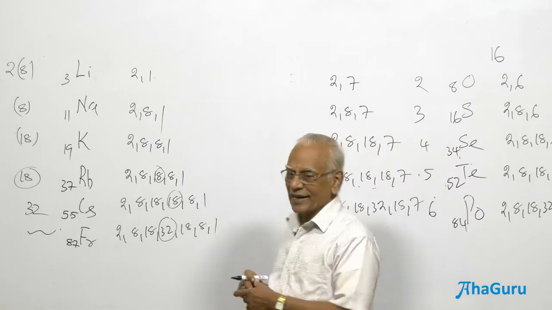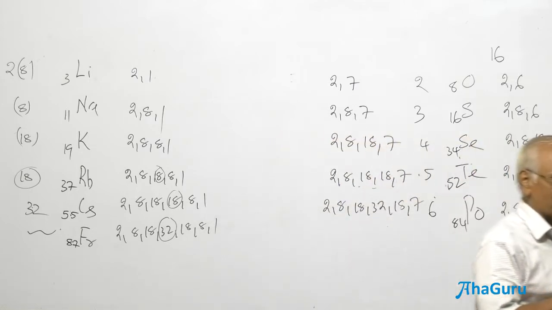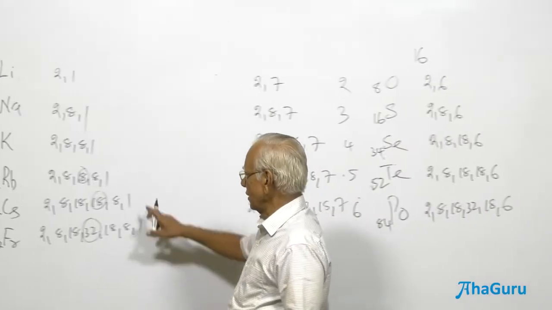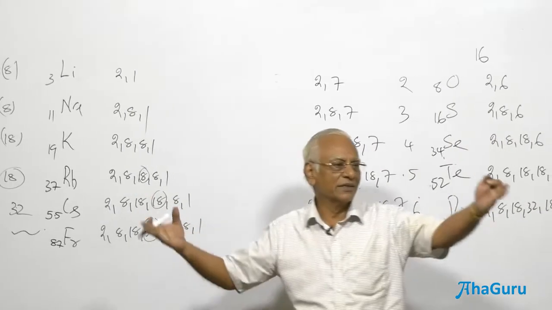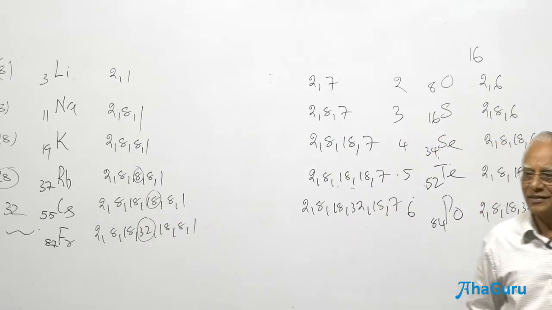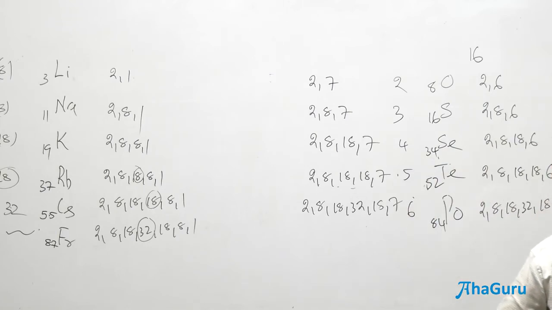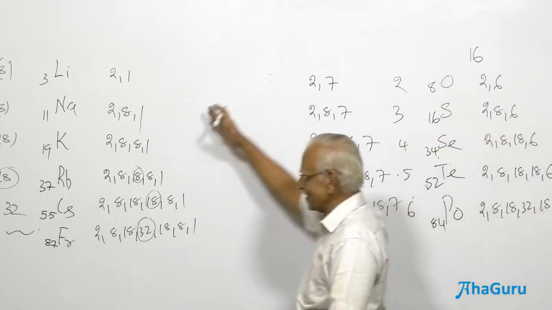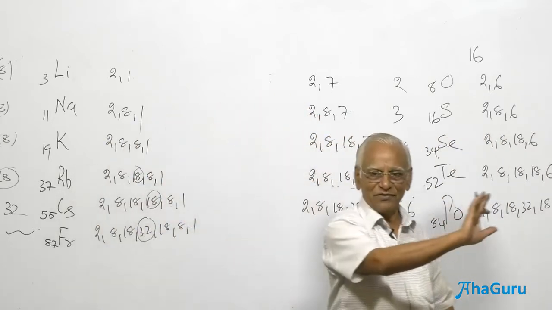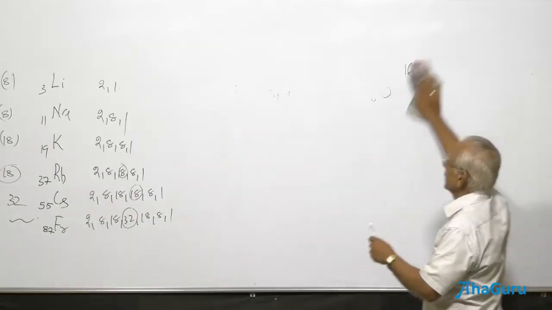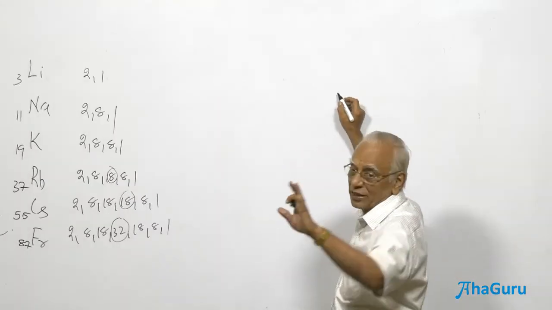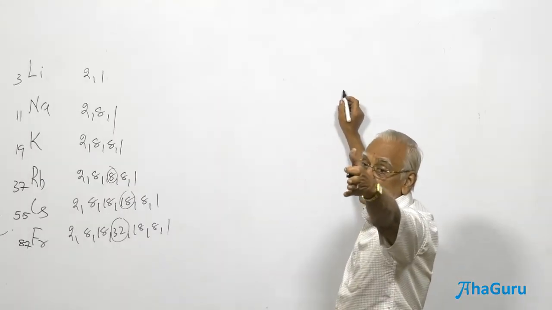I can ask you, how many electrons are there in the pre-penultimate shell of cesium? 18. That could be one question. A previous year question. Very simple question, isn't it? Don't you think we are able to answer this question? This is the electronic configuration. I'll ask you another question. Based on the electronic configuration, you have the answer in your notebook.